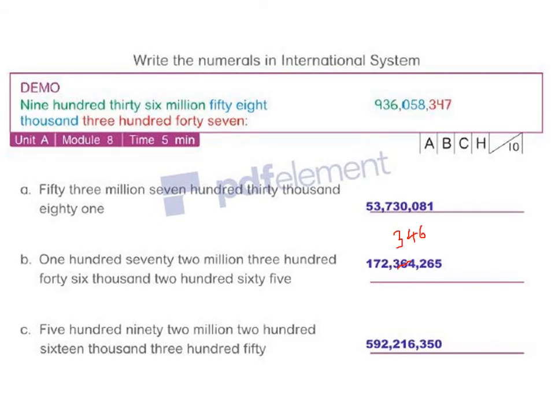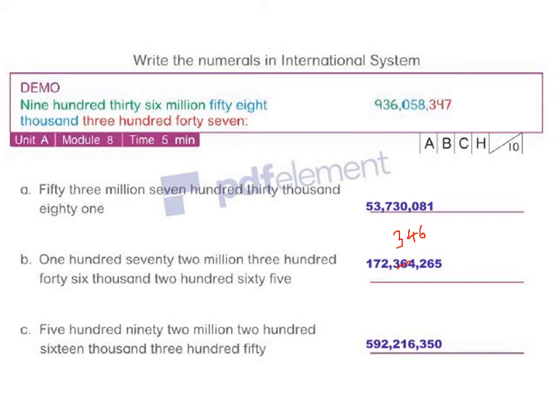Okay, so the answer to question number A is 53 million, that is 53 comma 730,000, that is 730 comma 081. So there is no hundreds place, so it will be 081. In the second question, actually I made a mistake while initially making the video, so I had to edit it.